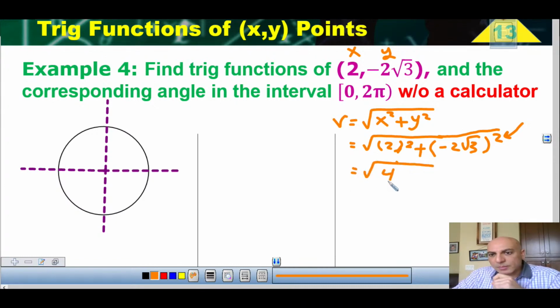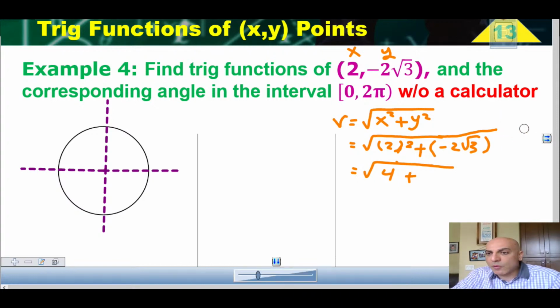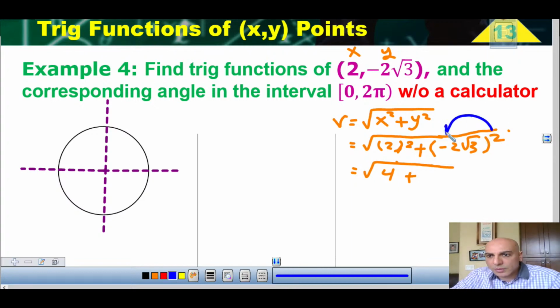Well, that gives me a 4. Plus, if you guys remember from the last example, negative 2 times itself is going to be a 4. There's a 2, and I'm going to just show you with an arrow again. This 2 belongs to the negative 2 and belongs to the square root 3. Don't forget that. That 2 belongs to both of them.